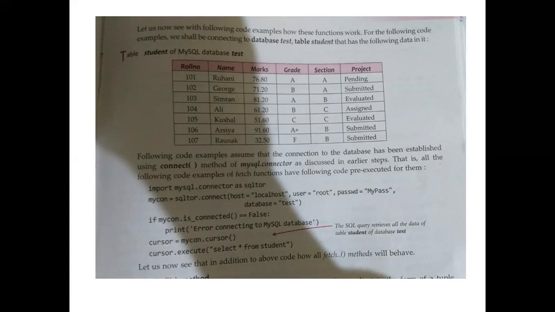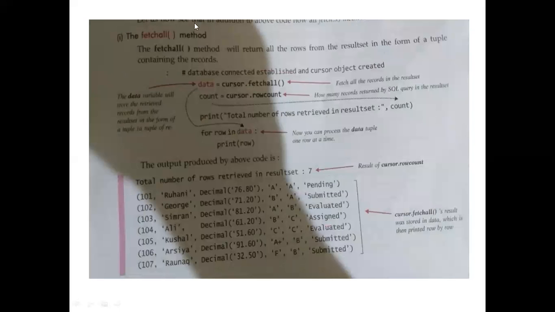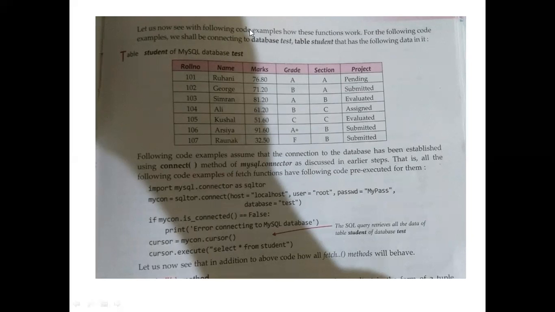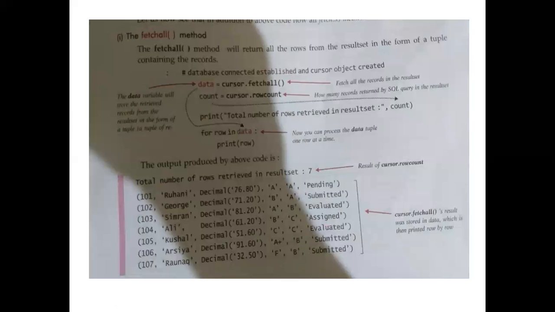Let us now see that in addition to the above code, the fetchall method will be there. What does the fetchall method do? The fetchall method will return all the rows from the result set in the form of a tuple. So after writing these six lines of code, you have to write data = cursor.fetchall(). This fetchall function will return all the records in the form of a tuple and store them in data.